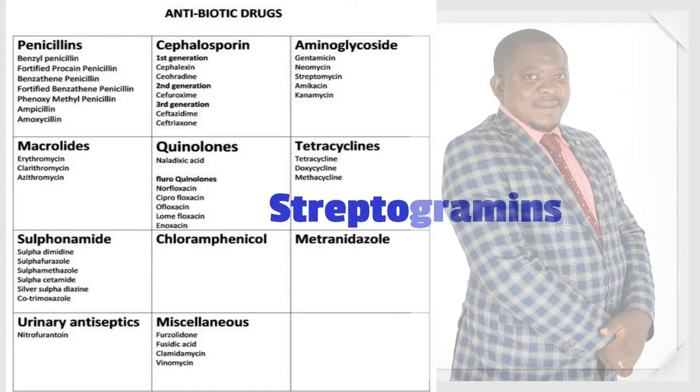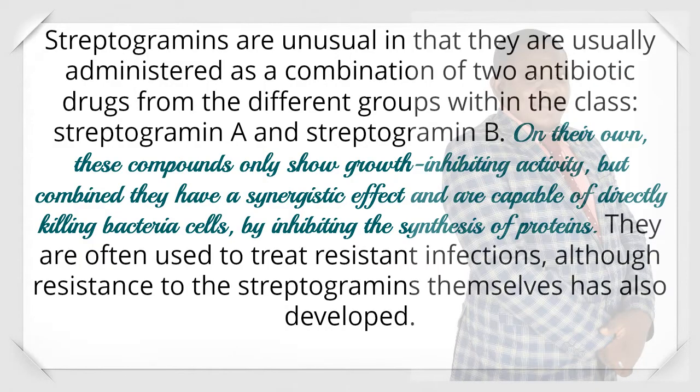Streptogramins. Streptogramins are unusual in that they are usually administered as a combination of two antibiotic drugs from the different groups within the class, streptogramin A and streptogramin B. On their own, these compounds only show growth-inhibiting activity, but combined they have a synergistic effect and are capable of directly killing bacteria cells by inhibiting the synthesis of proteins. They are often used to treat resistant infections, although resistance to the streptogramins themselves has also developed.